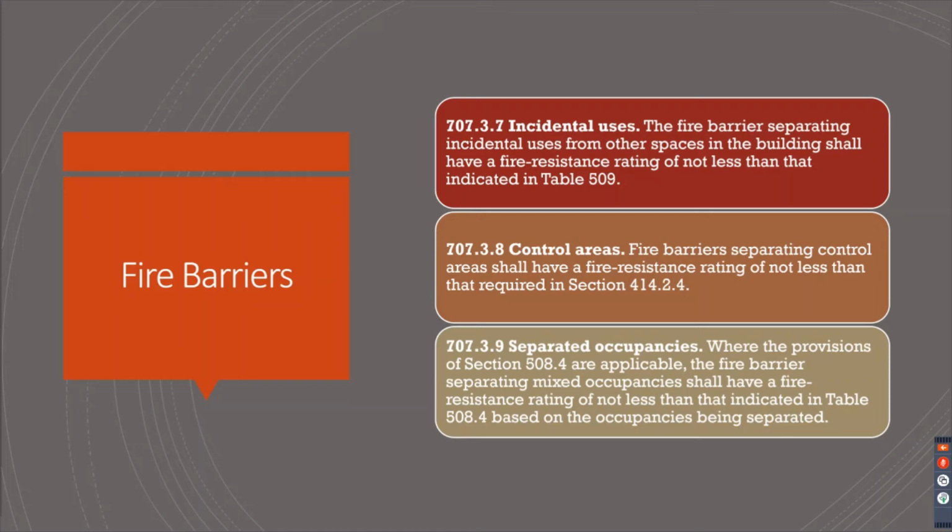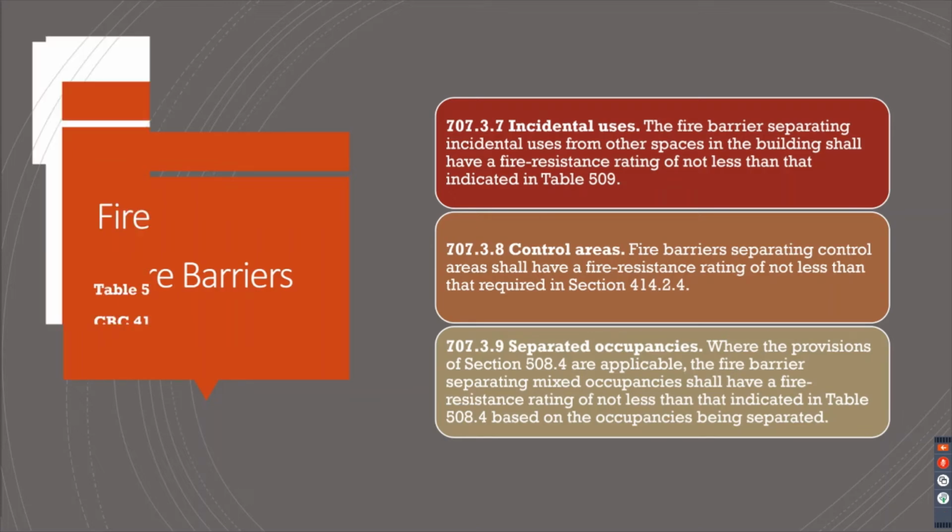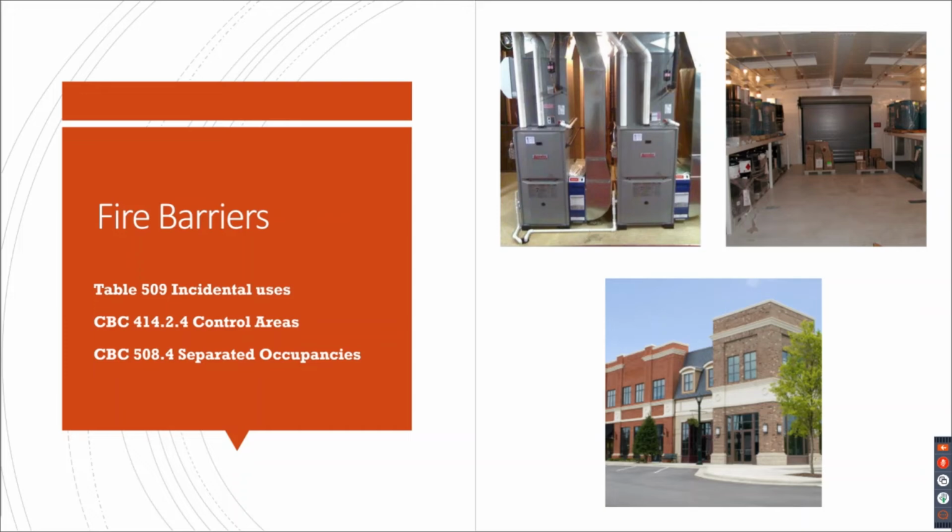And then fire control areas, what rating do you need for that? Go to 414.2.4. And separated occupancies, go to table 508.4 to see what that hourly rating is that you need for your fire barrier there. What do you need between your assembly dining and the rest of your I2? 2 hour. Typically, you're going to need 2 hour, but again, go to that table to verify the hourly rating between the different use and occupancy that you have. And this is just telling you where to go, and giving you the pictures to make it more entertaining. 509 for incidental uses, 414.2.4 for control areas, and 508.4 for separated occupancies.